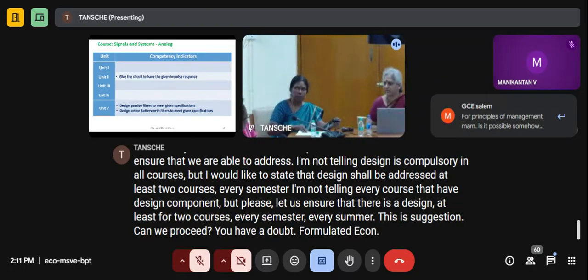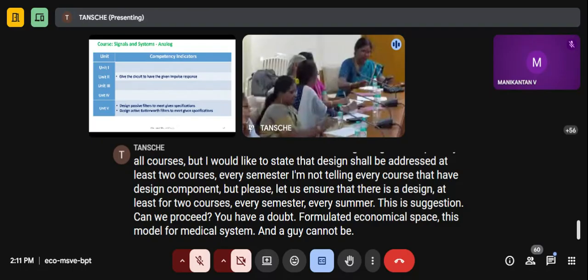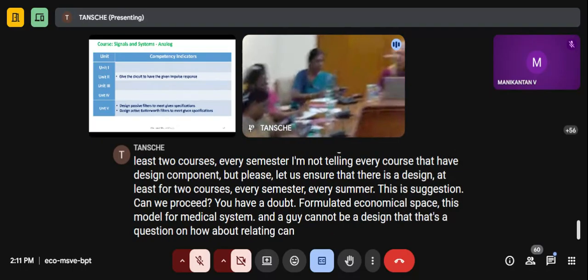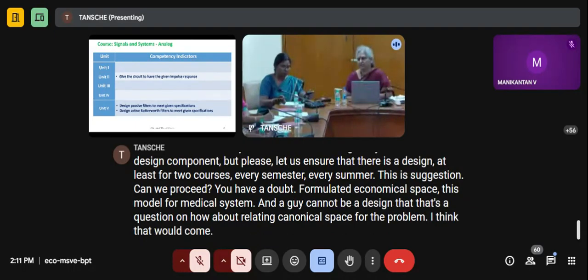Formulate a canonical state-space model for the real system. A canonical, it cannot be a design. There's a question on relating canonical state space for the problem. I think that would come under application.